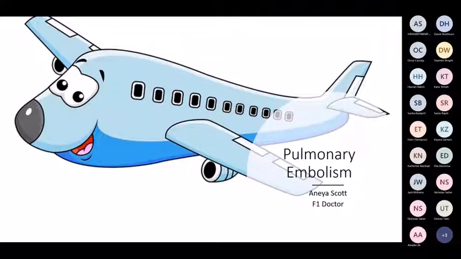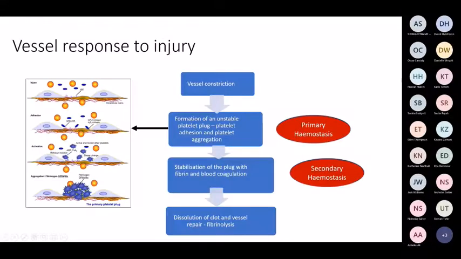So we're going to start by, if my slides will change, going through some of the pathophysiology, and then we're going to go on and just talk through a case. So first thing for this week is knowing a bit about what happens when a vessel gets injured. First, the vessel will constrict, and that is to try and reduce some of the blood loss.